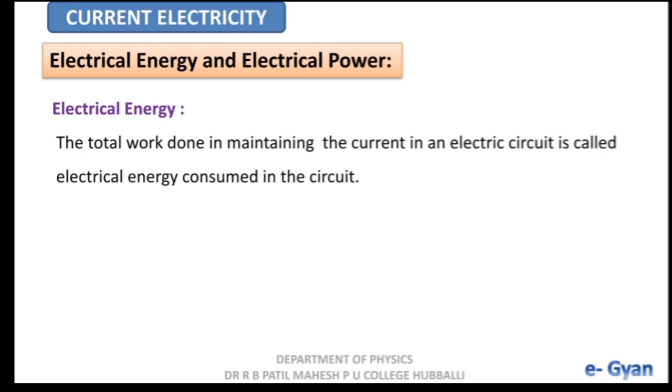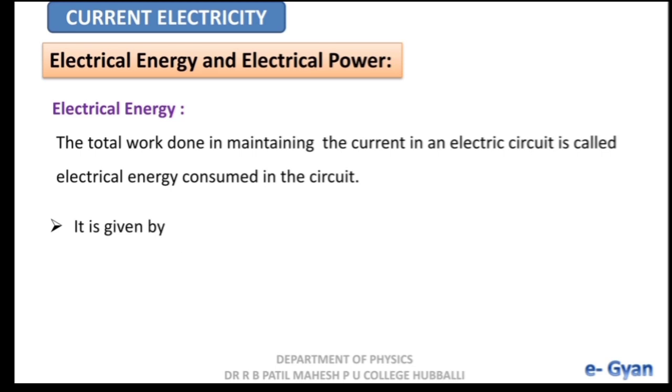If you want to maintain a current in the electrical circuit, we need to do work on the electrons to move in an electric circuit. That work done is called electrical energy consumed in the circuit.